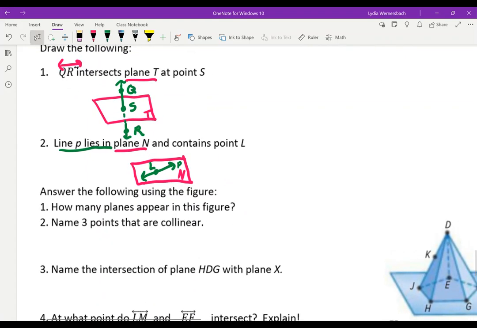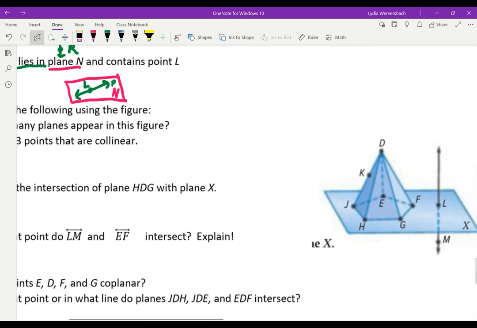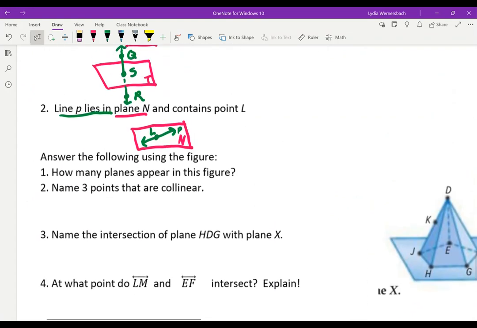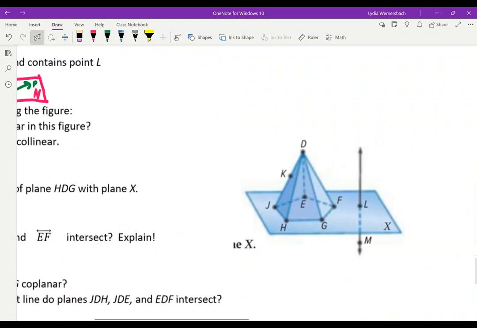All right, so it's going to take time to get used to drawing, and it just takes practice to try to visualize these 3D figures in 2D spaces. But you'll get used to it. It just takes time. So we're looking here at this problem. I would like you to try some of these on your own, but it says, answer the following using this figure. How many planes appear in this figure?